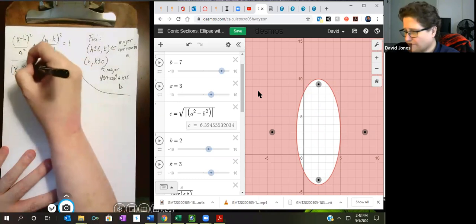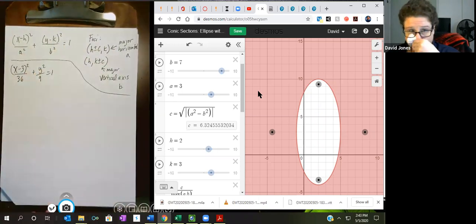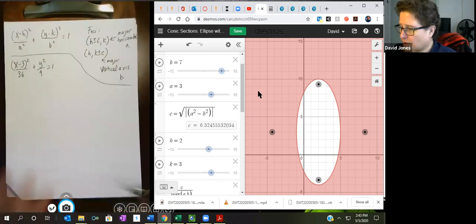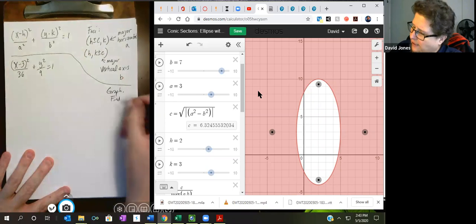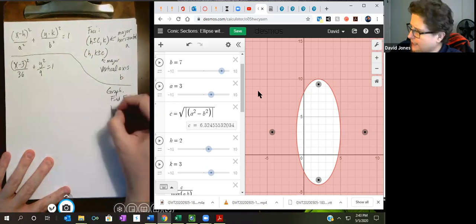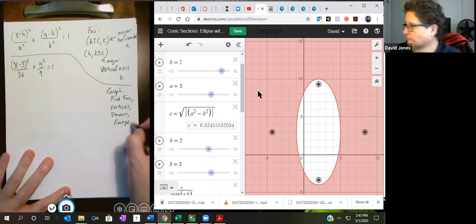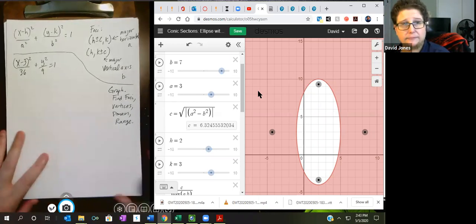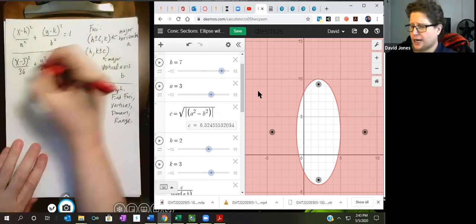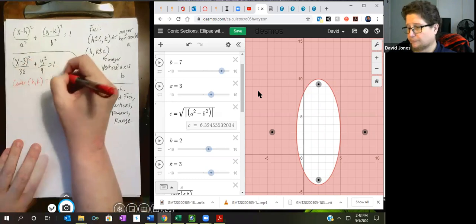x minus 3 squared over 36 plus y squared over 9 equals 1. Let's graph it. Find foci, vertices. Oh, we haven't done this on ellipses yet. Domain and range. So where's my center? Center is h, k. In this problem, that is 3, 0.